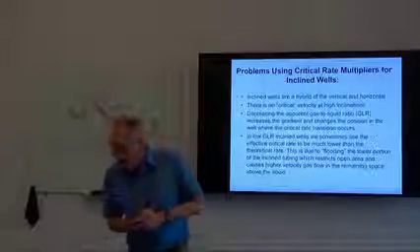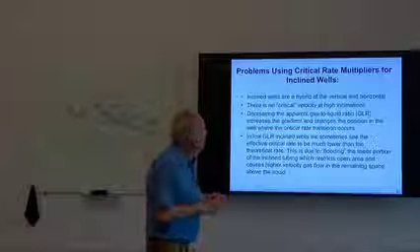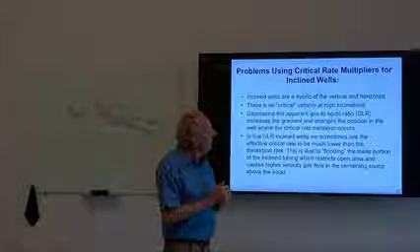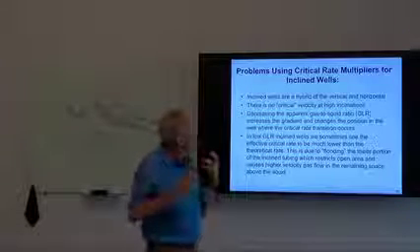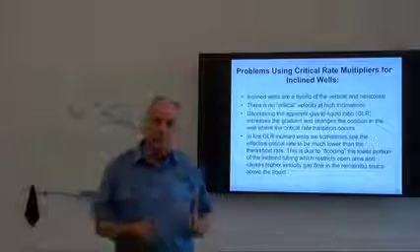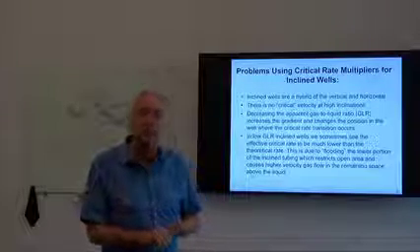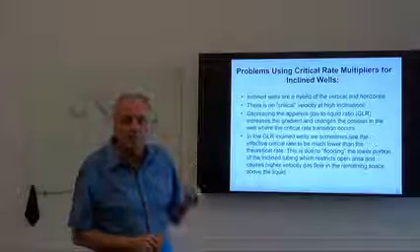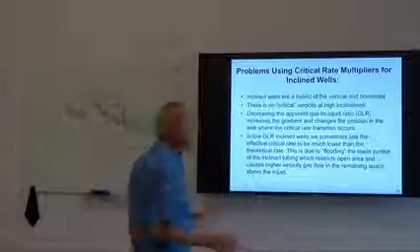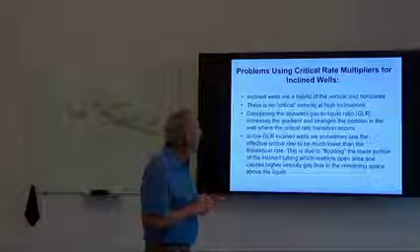So the problems with using critical rate multipliers for inclined wells: they're kind of a hybrid of vertical and horizontal, and there is actually no critical velocity, from the standpoint, or let's say the definition, as given by Turner and Coleman, in terms of suspending droplets. There is no such actual critical velocity.